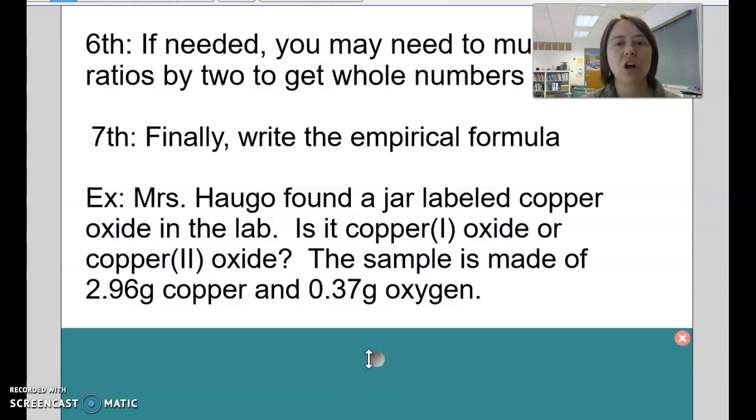Mrs. Haugo found a jar labeled copper oxide in the lab. Is it copper 1 oxide or copper 2 oxide? What we do know is the sample is made of 2.96 grams copper and 0.37 grams oxygen.